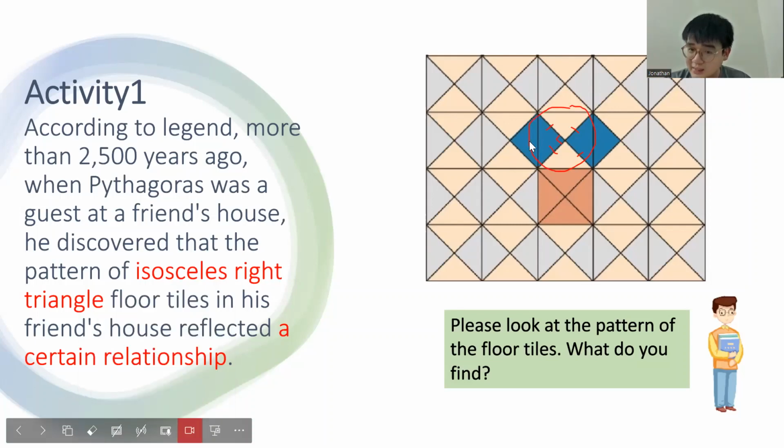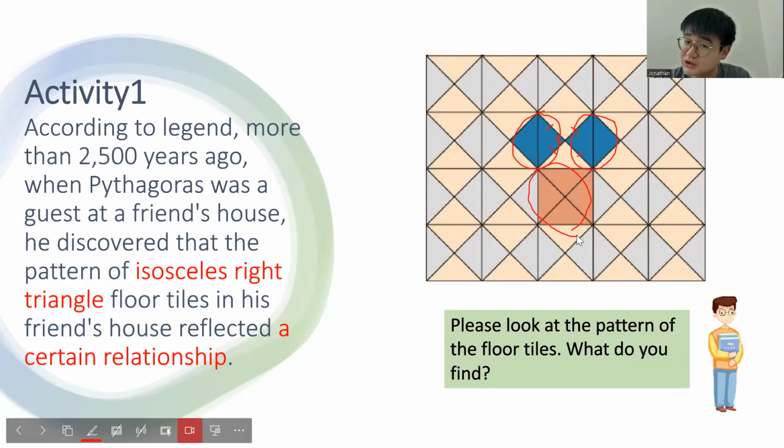Okay, so the next thing, you see the ones that are highlighted. In this one, we have two isosceles right triangles. On the right side here, we also have two isosceles right triangles. And the ones at the bottom here, we have four isosceles right triangles. Now I want you to look at the pattern of the floor tiles. What do you find?